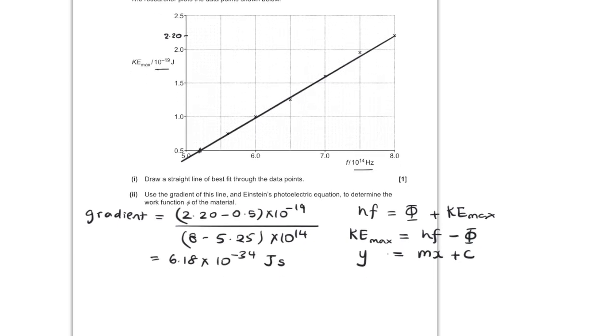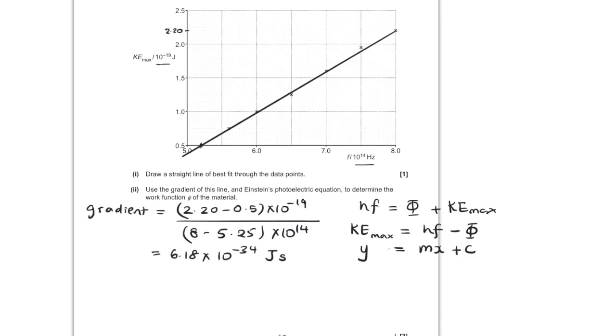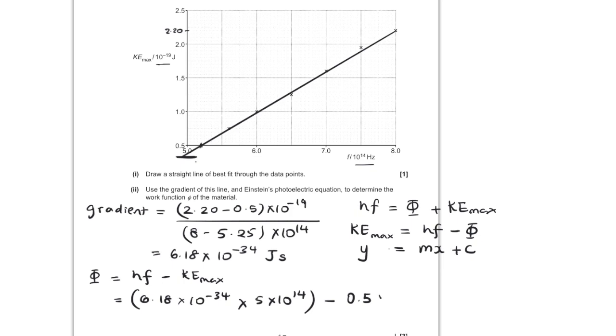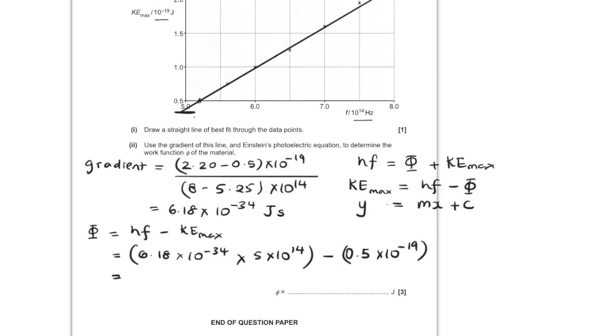So let's write this down clearly. We know that c, or the work function, is going to be equal to hf minus the maximum kinetic energy. That is 6.18 times 10 to the minus 34, times the frequency, which is 5 times 10 to the 14, minus the kinetic energy, 0.5 times 10 to the power of minus 19, and that is going to give me my final answer. My final answer, I'm just going to write that down over here, is 2.6 times 10 to the minus 19 joules.